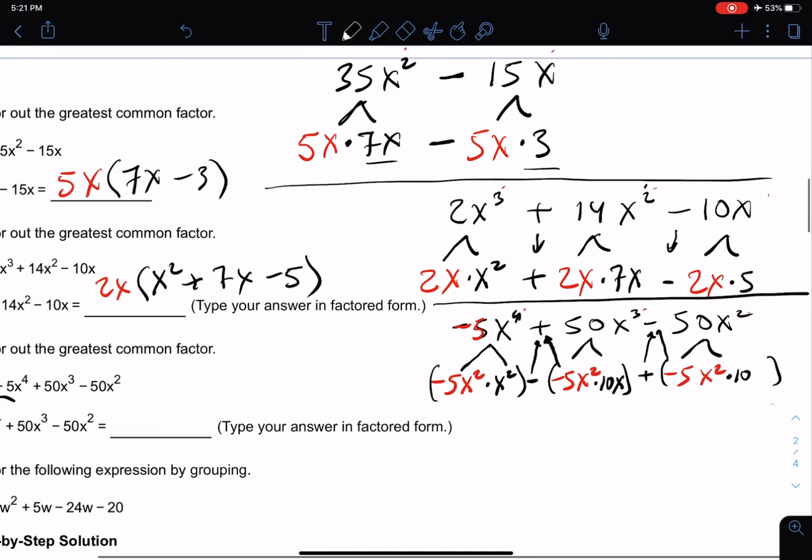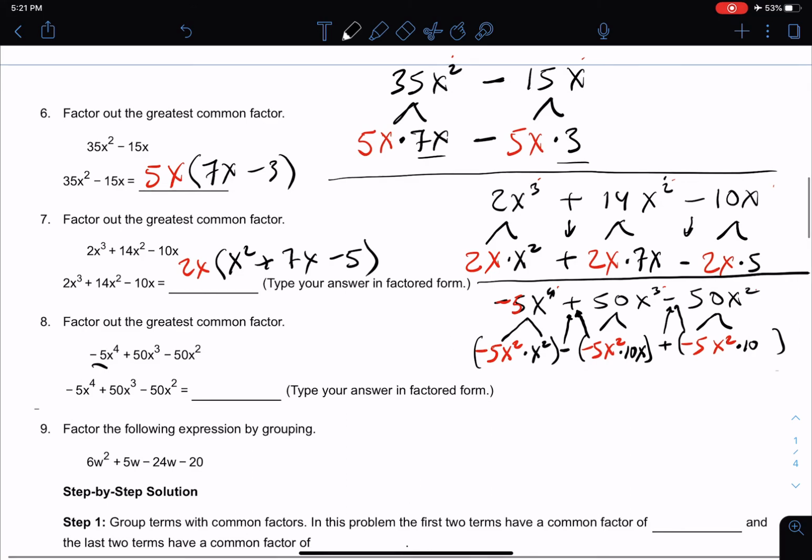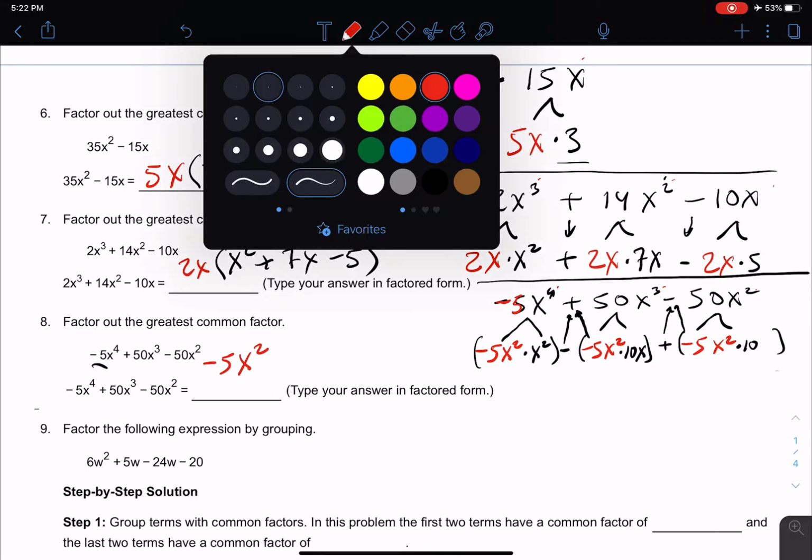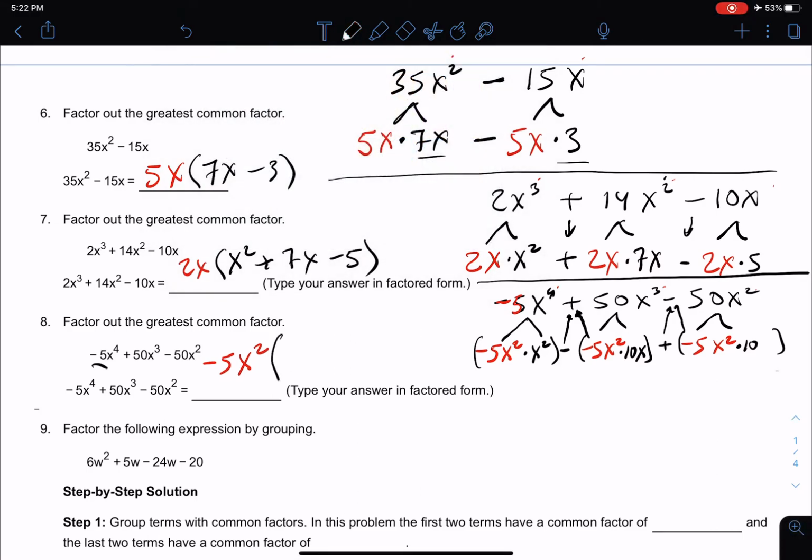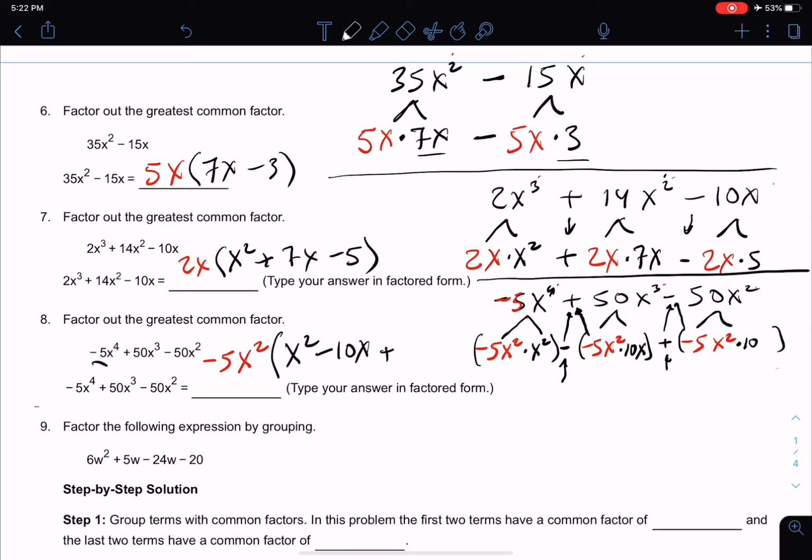So let's see, and we're going to want to check this one because, like I said, it's always a little dicey when you're factoring out negatives. You get really good at it, you can do this in your head, but it's still not a bad thing to check because it's easy to drop a negative. So we've got in red our negative 5x squared, and then what's left inside is x squared minus 10x plus 10.